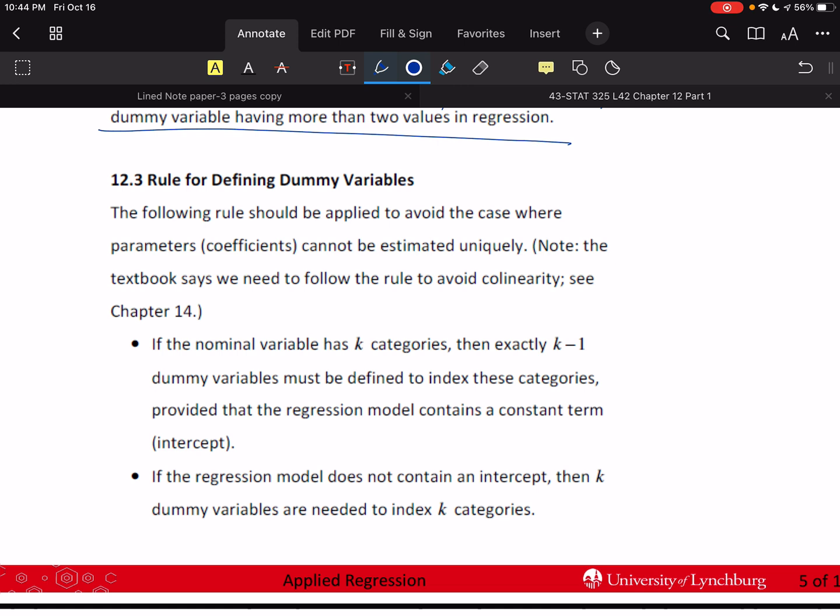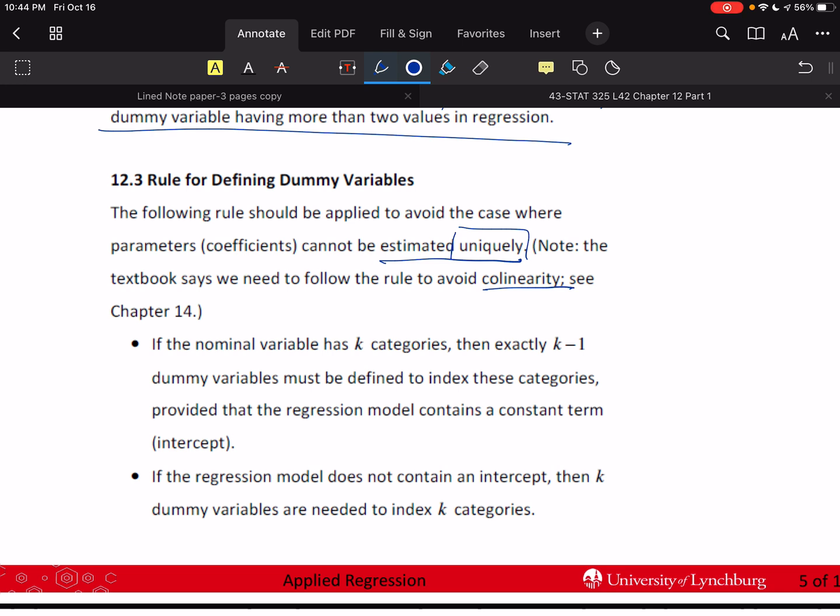So we're going to use the following rule to avoid cases where the parameters or coefficients cannot be estimated uniquely, and that is very important. We need to be able to estimate our parameters uniquely, or else if they have multiple possible values, then how do we know that we have the right value? We don't. And we need to follow this rule to make sure that we avoid collinearity as well, which we didn't talk about much in chapter 14, but we did talk about a little bit when we talked about the code.